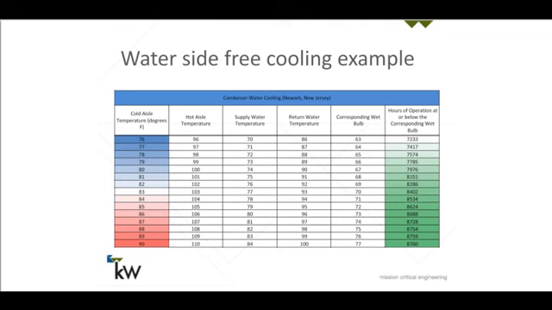If we look at this slide, you're looking at Newark weather data, and on the left side of the screen you're looking at the cold aisle temperature. At the upper left you see a 76-degree cold aisle temperature. We can maintain a 76-degree cold aisle temperature with 70-degree supply water. And we can generate 70-degree condenser water with a wet bulb of 63 degrees Fahrenheit. And in Newark, New Jersey, you've got approximately 7,200 hours of free cooling.